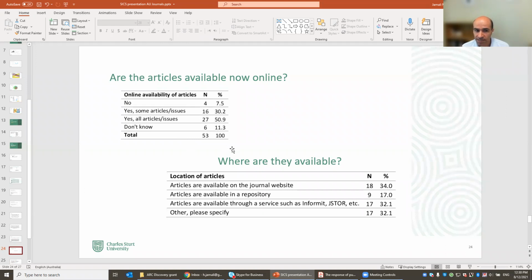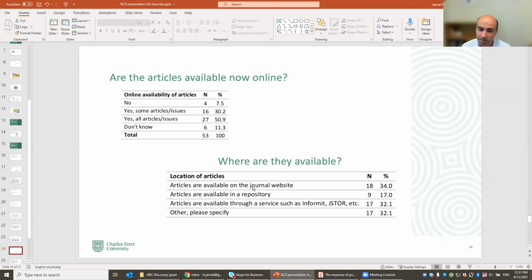We also asked them if some of the articles or all of the articles are available online now that the journal is not published anymore. That wasn't the case for all. As you see, some of them were not available at all. Some of them said some of the articles are available, some others are not. And we also asked them where the papers are available. And I could see that the journal website is still functional, but that's not reliable because at some point somebody is going to stop paying for the hosting and domain and so on, so the site might disappear.